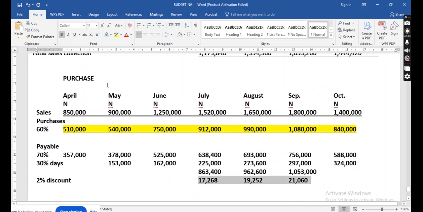So when you subtract, the figure for August is 966 before the discount, not 962. So when you subtract, what do you have? Definitely the discount figure will change. So what is the discount figure?